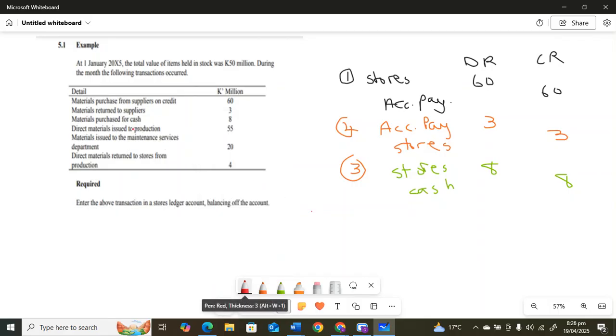Okay, transaction 4, direct materials issued to production. Because it's moving from the stores to now, where is it moving to? Yes, so you put work in progress. You can call it production, work in progress, whichever. It's an asset account, so it's increased. That's why we debit. Then stores, since these materials have left stores, we credit. It's like a decreased asset.